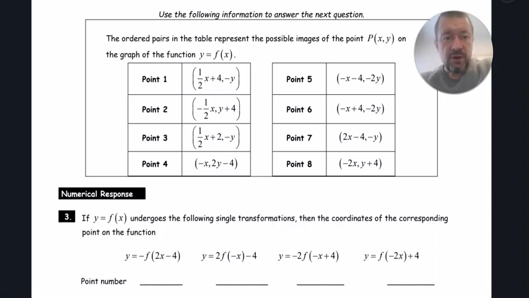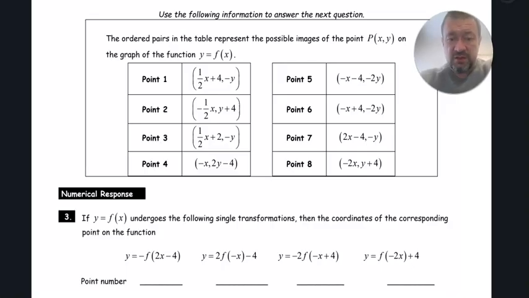Okay, everybody. So here we read, the ordered pairs in the table represent the possible images of the point (x, y), P(x, y), on the graph of the function y equals f(x). Okay, and so you can see the points listed off there. The question says, if f(x) undergoes the following single transformations, then the coordinates of the corresponding points on the function, and we're looking for the point number.